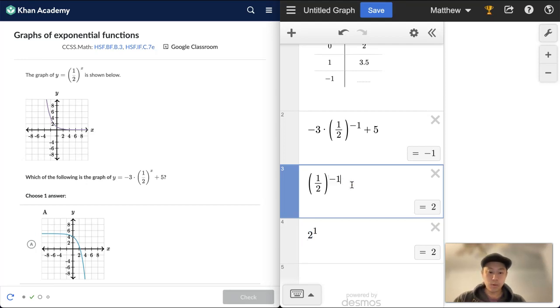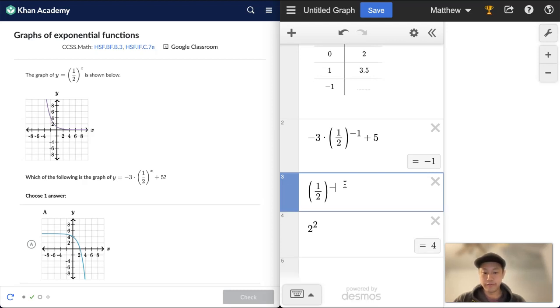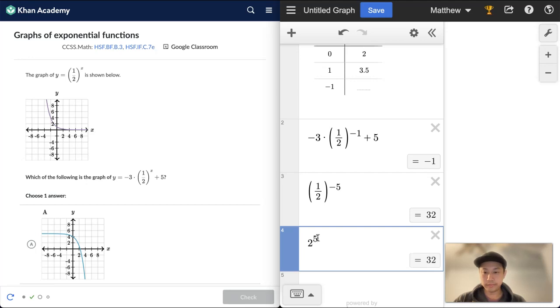It works with anything. Look, 1/2 to the -2 is going to be the same thing as 2 to the power of positive 2. 1/2 to the -5 is the same thing as 2 to the power of positive 5, right? So with these fraction bases, it's actually convenient to try to get your exponent to be a negative number, okay, in order for the rest of the expression to turn out relatively nice.